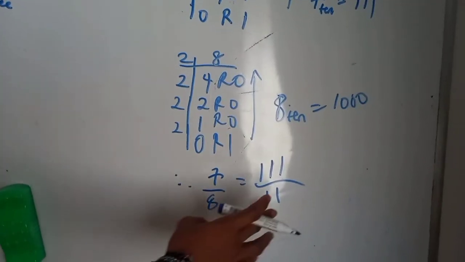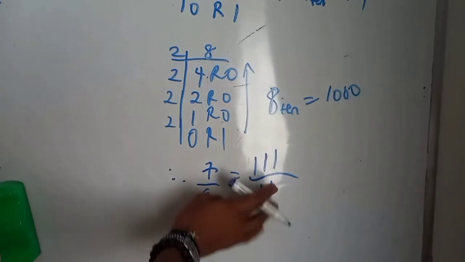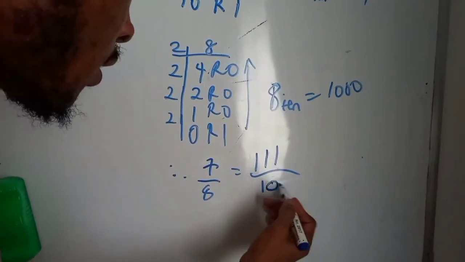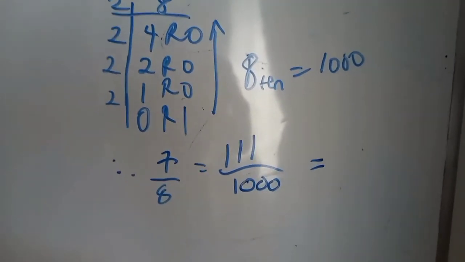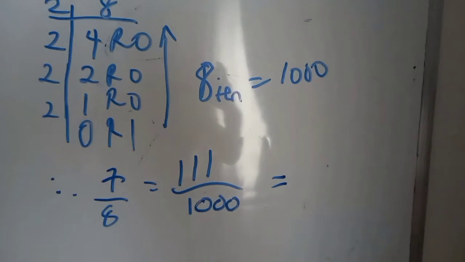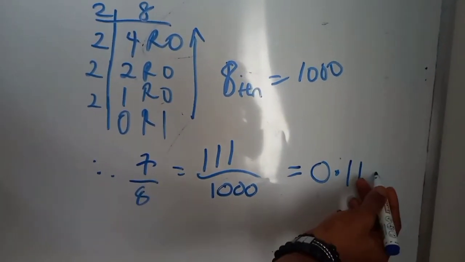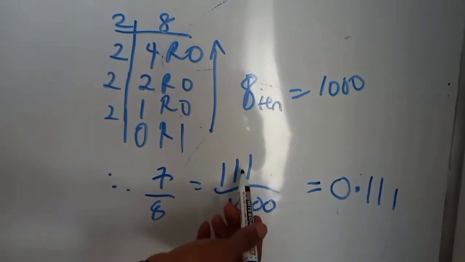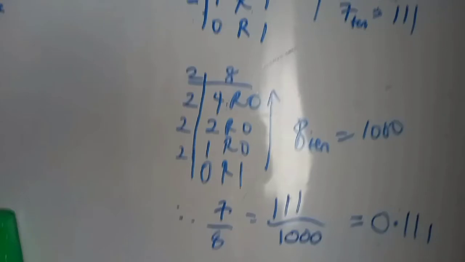Sorry, this is the mistake here. Here now is 8, right? So 8 is 1000. So we see that 111 over 1000 is what? Is 0 point 111. So being that our 111 divided by 1000 is 0.111. Now we have here 3, right?